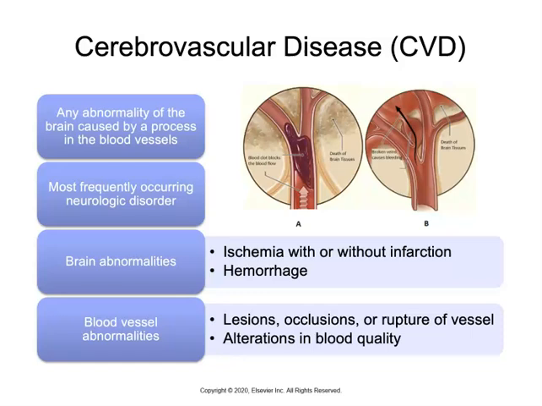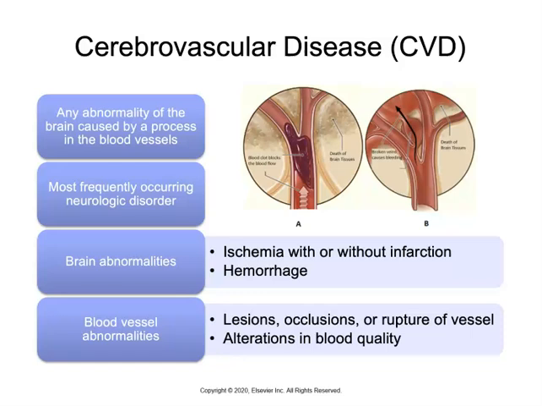So infarction is referring to tissue death, whereas ischemia is referring to reduced blood flow, which of course can then lead to deprivation of oxygen. We can also have other cases in which we can have a hemorrhage, where our blood vessel is going to rupture, causing bleeding around the brain.